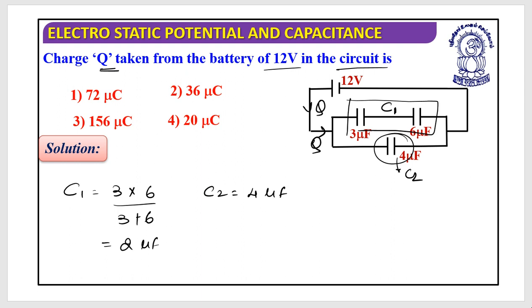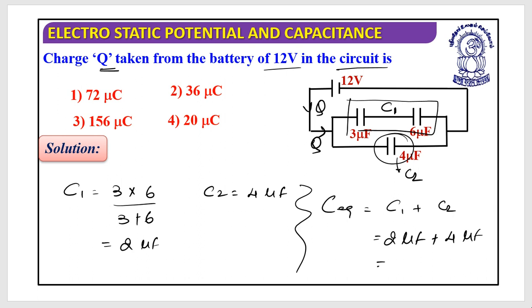So as C1 and C2 are in parallel, C equivalent should be equal to C1 plus C2. This is 2 microfarad plus 4 microfarad, and this should be 6 microfarad. I hope these things are clear to you. Is it?